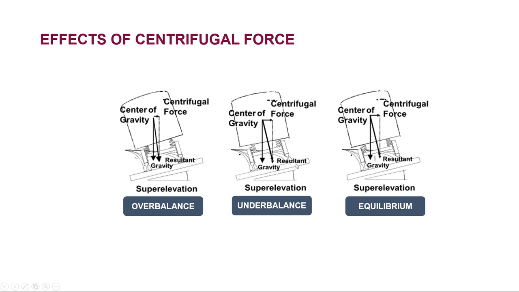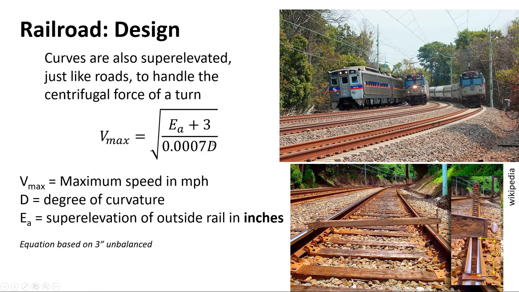But up to a certain limit, the limit they pick is measured in inches, and it's 3 inches. So that's our underbalanced. If we go back to this equation, that's this 3. We say, okay, that's our normal. You can have up to 3. Here's the actual super elevation. Here's the degree of curvature. That's a measure of the sharpness of the curve. All right, and that will give you your max velocity in miles per hour, right?